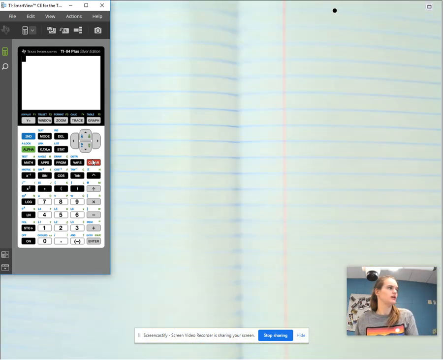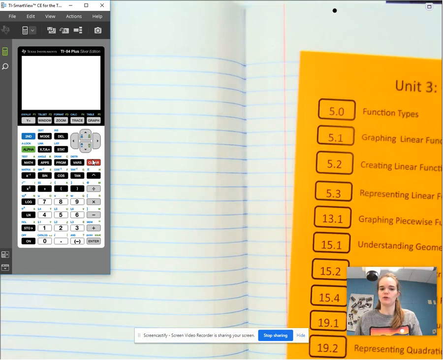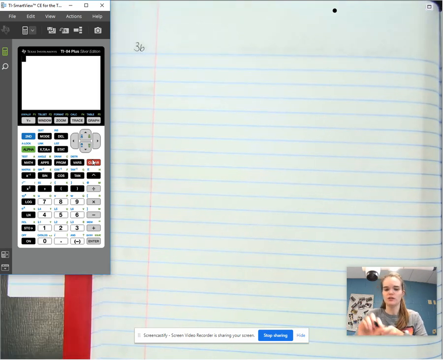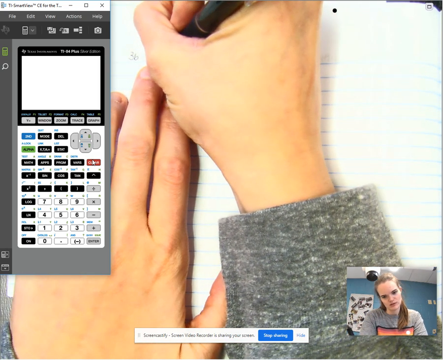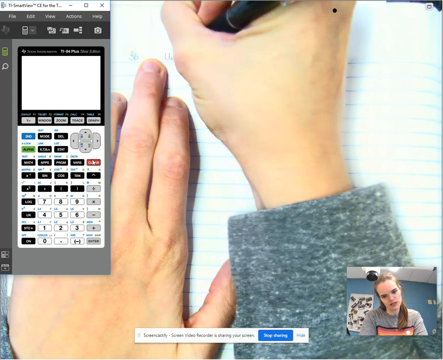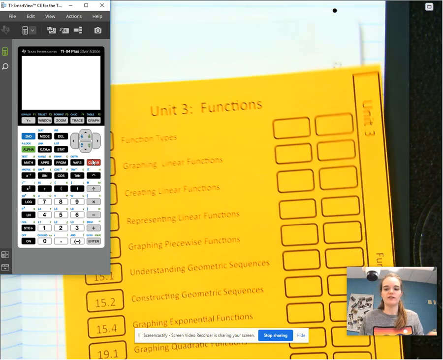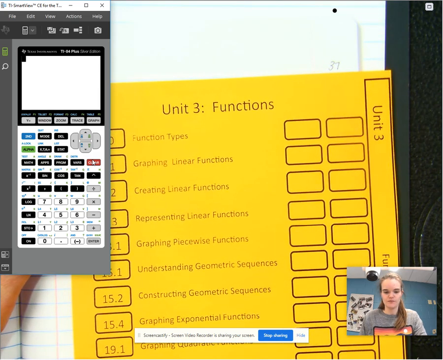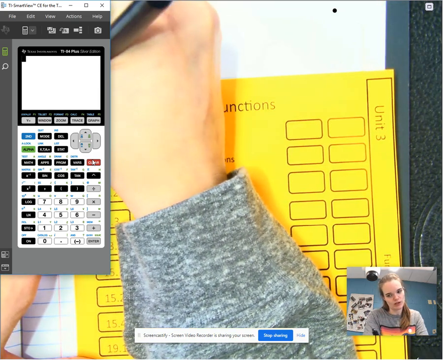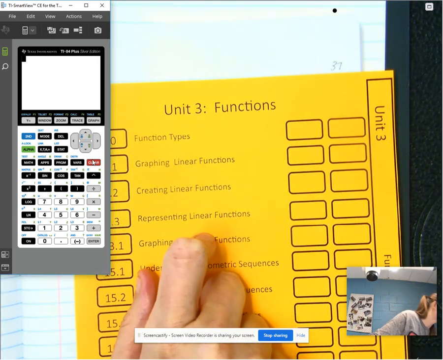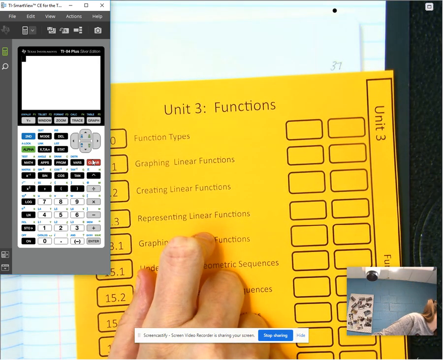All right, so here's my notebook. 36 is going to be labeled Unit 3. That's important. That's going to be a notebook test question. 36 is labeled Unit 3. 37 is also labeled Unit 3, and we're going to glue in this tab. Today we're going to talk about function types, specifically parent functions, but you're going to see that in a minute.